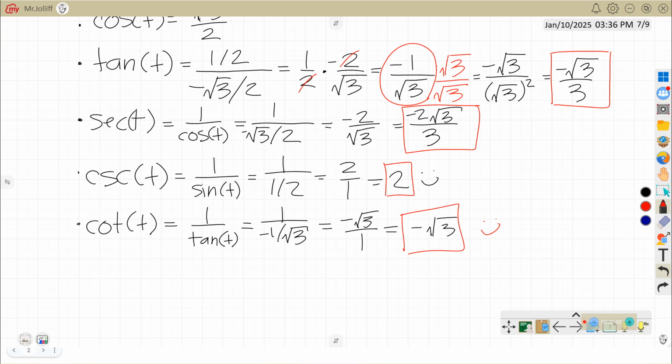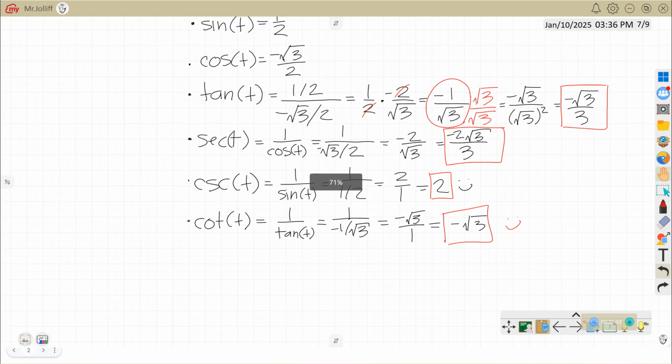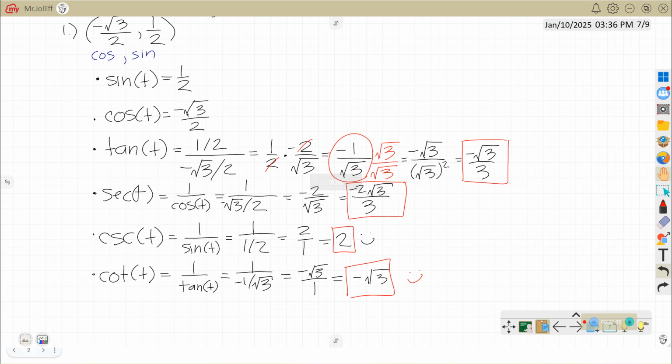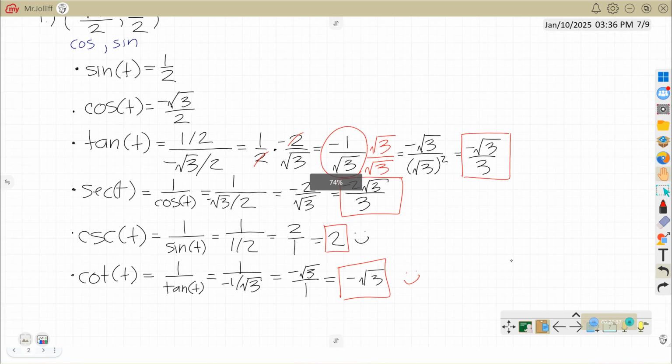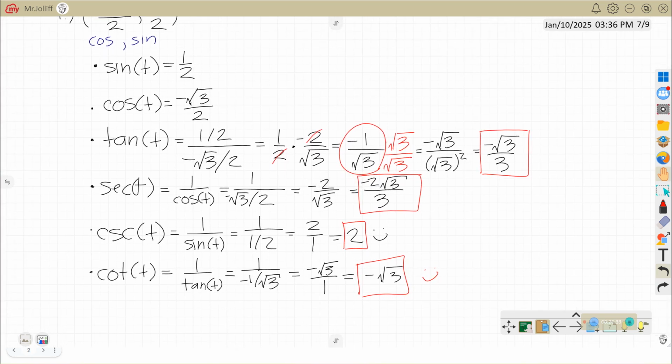I'm going to zoom out for a second. When you look at the sine and the cosine, there's 2's and root 3's floating around. All of our answers have 2's and root 3's floating around. So typically when you're calculating the additional trig functions, you're going to have those same numbers popping up in your answers.